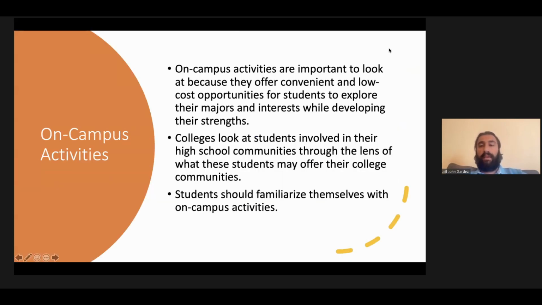So let's talk a bit about on-campus activities. On-campus activities are important because they're convenient and they're also low cost. If you're interested in, let's say, science or math or engineering or the humanities, your ability to look around your school community and find opportunities to get involved is going to be very crucial as you're building out your profile. Colleges really do look for involvement in high school communities, and they think about you in the context of your high school community to assess whether you'll be a positive contributor to their campus community. So early on in your high school career, you want to be familiarizing yourself with the types of activities available at your school.